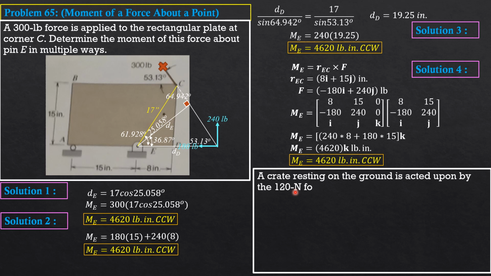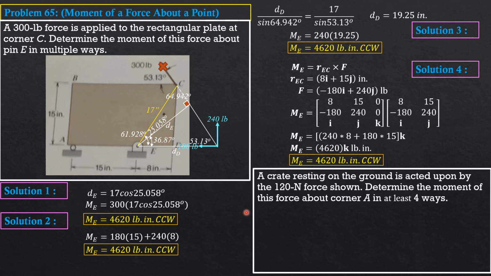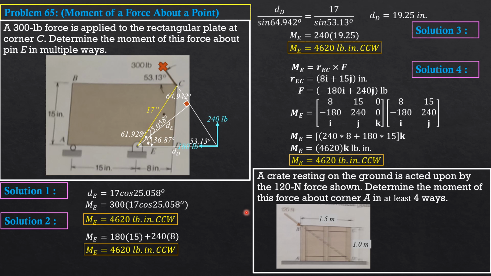Then for your part, a crate resting on the ground is acted upon by the 120 Newton force shown. Determine the moment of this force about corner A in at least 4 ways. So you do the same thing, and this is the 120 Newton force. This is corner A. So show that moment at A is 99.85 Newton meter clockwise. That's it. Then present the solution in 5 ways.